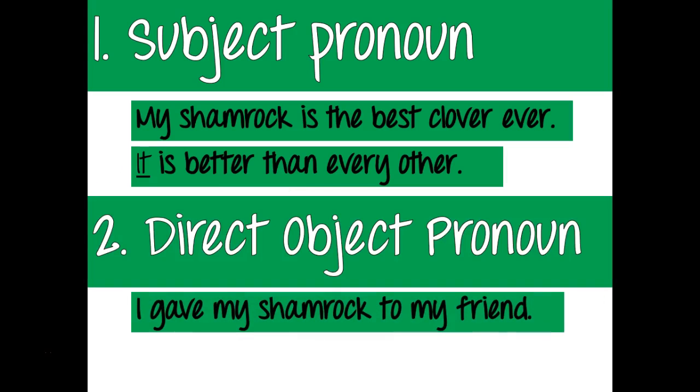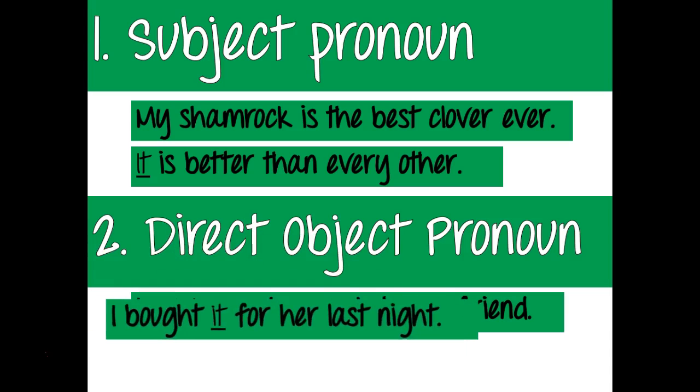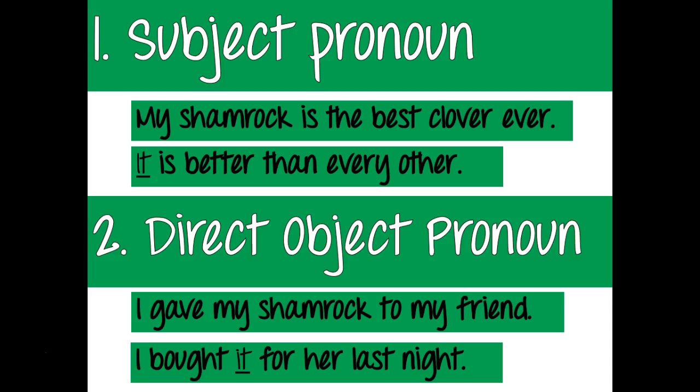A direct object pronoun also uses it. We said, I gave my shamrock to my friend. I bought it for her last night. Notice that in English we have both it and it. As I've said before, English is actually pretty confusing. These two its, although they look the same, are completely different. One is a subject pronoun and one is a direct object pronoun. Even though they look the same, they're very, very different.